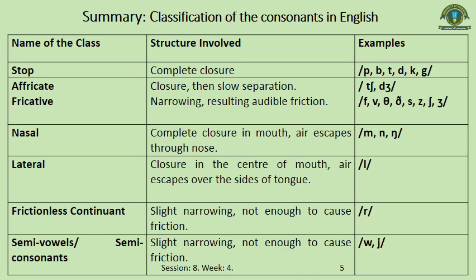Then we have got two separate but written in the same box. One is the affricate, the next one is the fricative. In the affricate, first closure, then slow separation. For example, ch, first closure, isn't it? First closure and then slow separation. Ch, j.